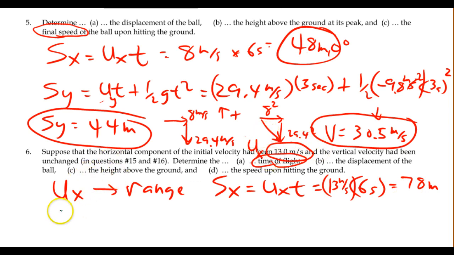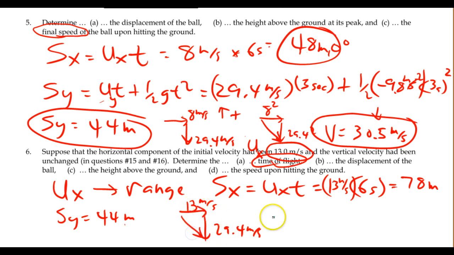The height above the ground, Sy, does not change. It's still 44 meters. If you put the values in, I didn't change anything about the y direction of the flight. I only changed the x direction of the flight. Now, the overall speed upon hitting the ground is going to be somewhat increased because now we're going to add together 13 meters per second to the 29.4 meters per second. And again, they're vectors, so it's a squared plus b squared equals c squared. Your final velocity upon reaching the ground would be 32.1 meters per second.